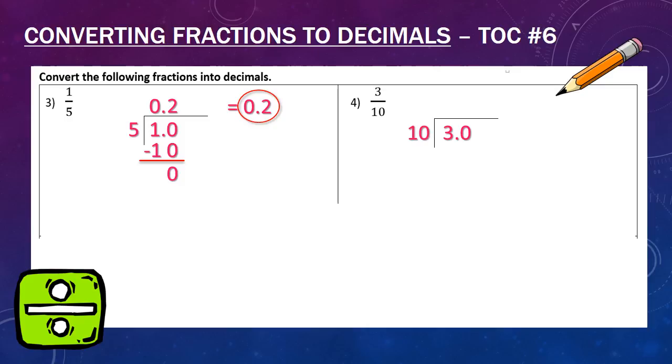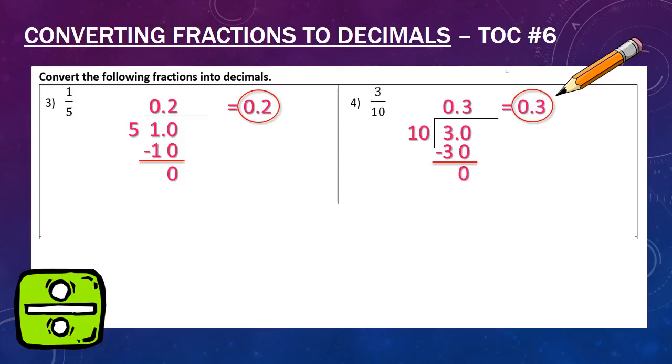3 goes inside, 10 goes outside. Set up your 0 with your decimal point, and let's divide. 10 goes into 30 3 times, and that will give us 30. So when we subtract, again, we have a remainder of 0, so we are done, folks. So our answer is 0 3/10.